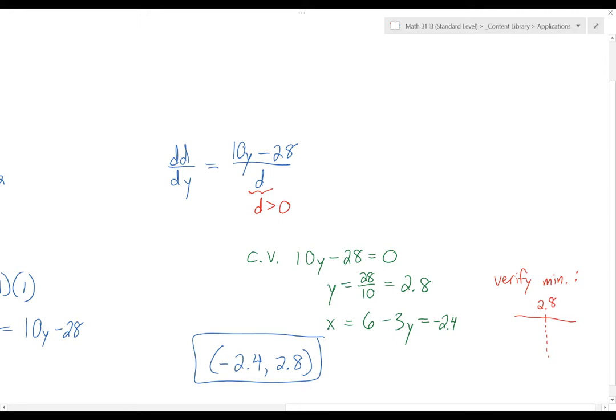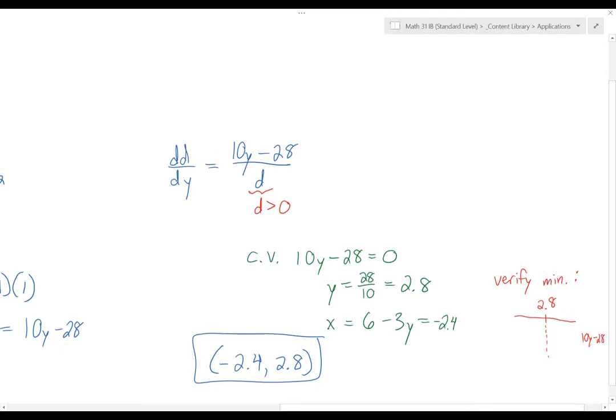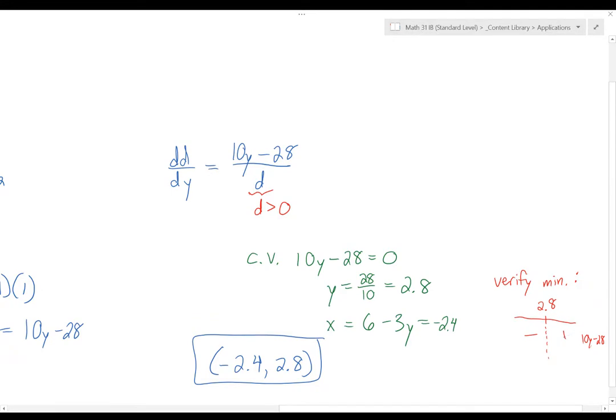So if I take some value that is less than 2.8 and test it, is the slope positive or negative? In other words, is the derivative positive or negative? Now, since the denominator d is always greater than 0, all that matters is whether the numerator is positive or negative. So in other words, is 10y minus 28 positive or negative? So if I take some y value like 0, that is less than 2.8, 10 times 0 minus 28 gives me a negative number. And if I take a y value that's bigger than 2.8, let's say 10, 10 times 10 minus 28 gives me a positive value.